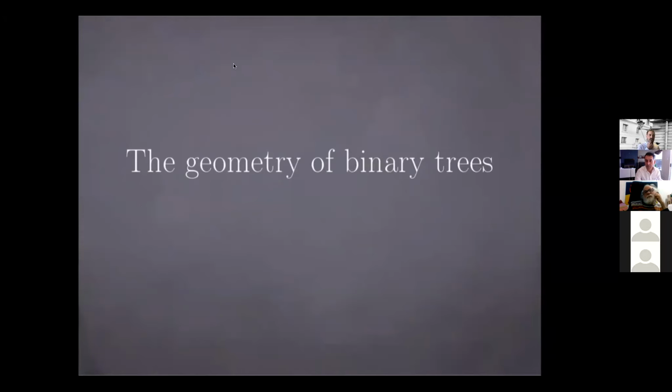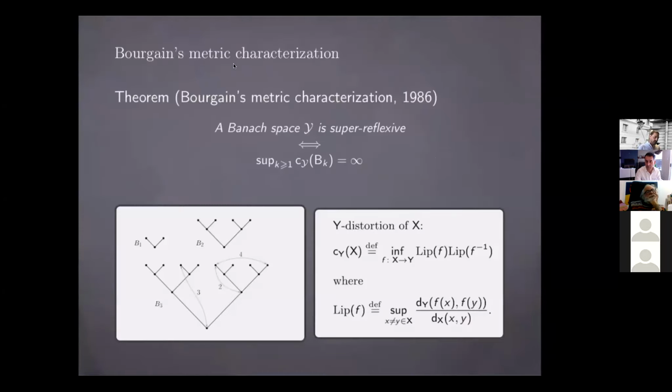Right. So the geometry of binary trees. There is this very important and famous theorem of Bourgain, which is a metric characterization of superreflexivity. Bourgain showed that a Banach space is superreflexive if and only if it does not contain the binary trees uniformly. B_k is the binary tree of height k. This is a picture of B_3. This is a combinatorial tree, and you equip this graph with the graph distance. So you get a metric space.